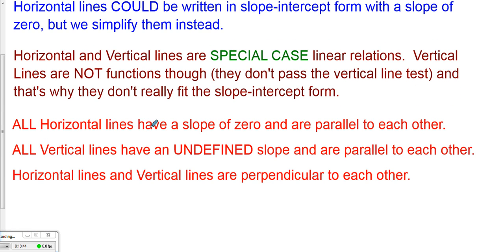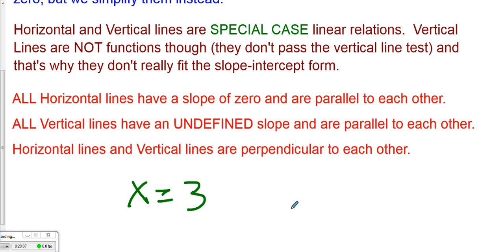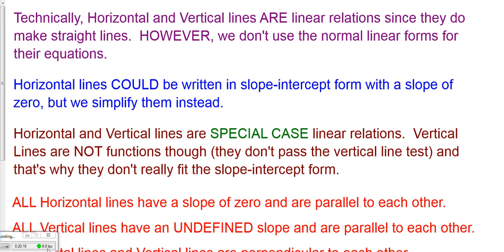All horizontal lines have a slope of 0 and are going to be parallel to each other. All vertical lines have an undefined slope and are parallel to each other. Horizontal lines and vertical lines are always going to be perpendicular to each other. So if I had x equals 3, you would say, well, that is a vertical line. If I said I wanted something that is perpendicular to it, you would say y equals something, just some number. That would be the only thing that's perpendicular to it. And I think that'll pretty much wrap it up.